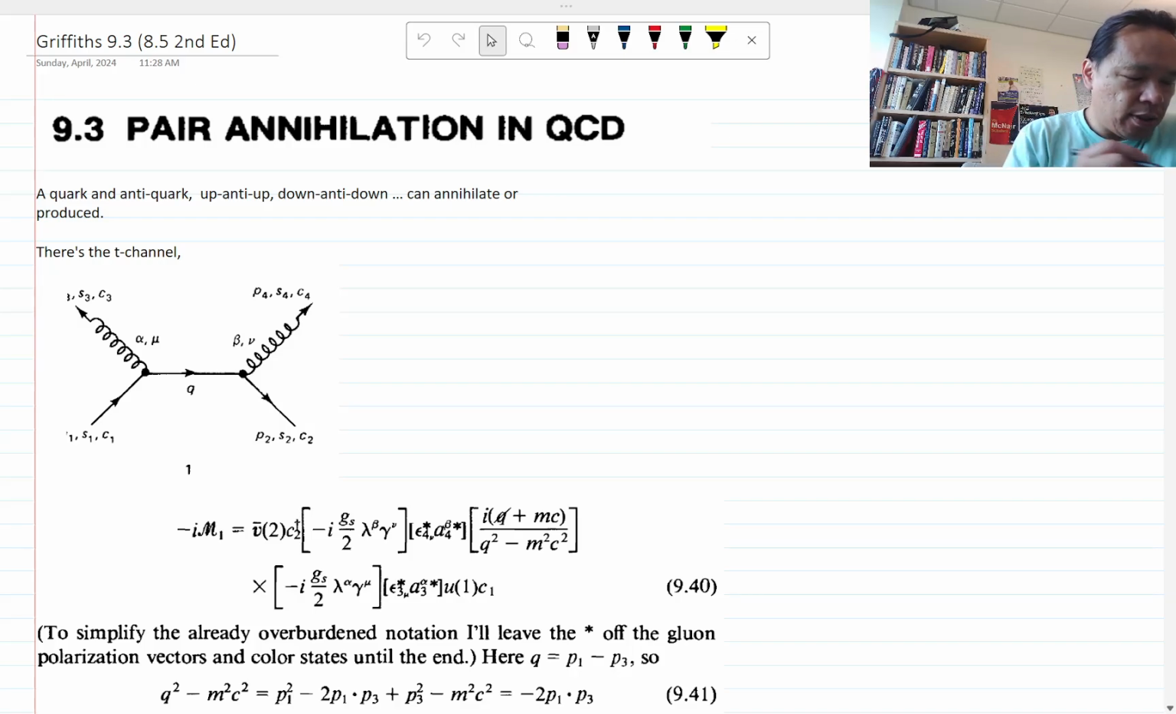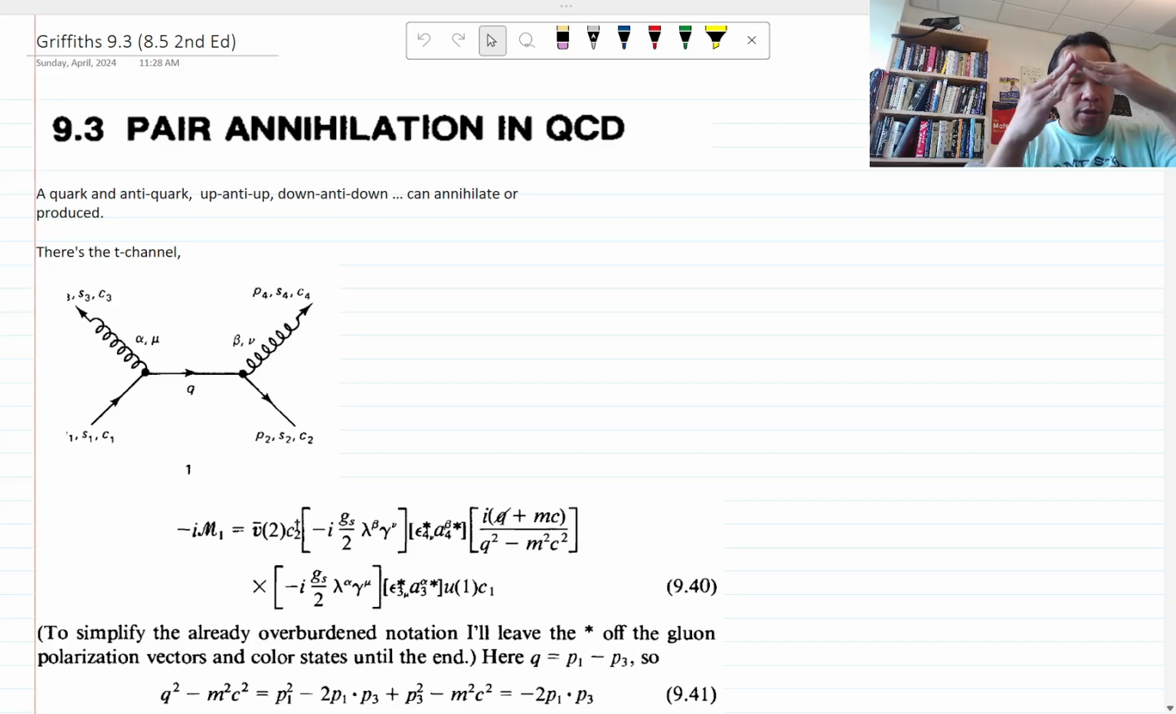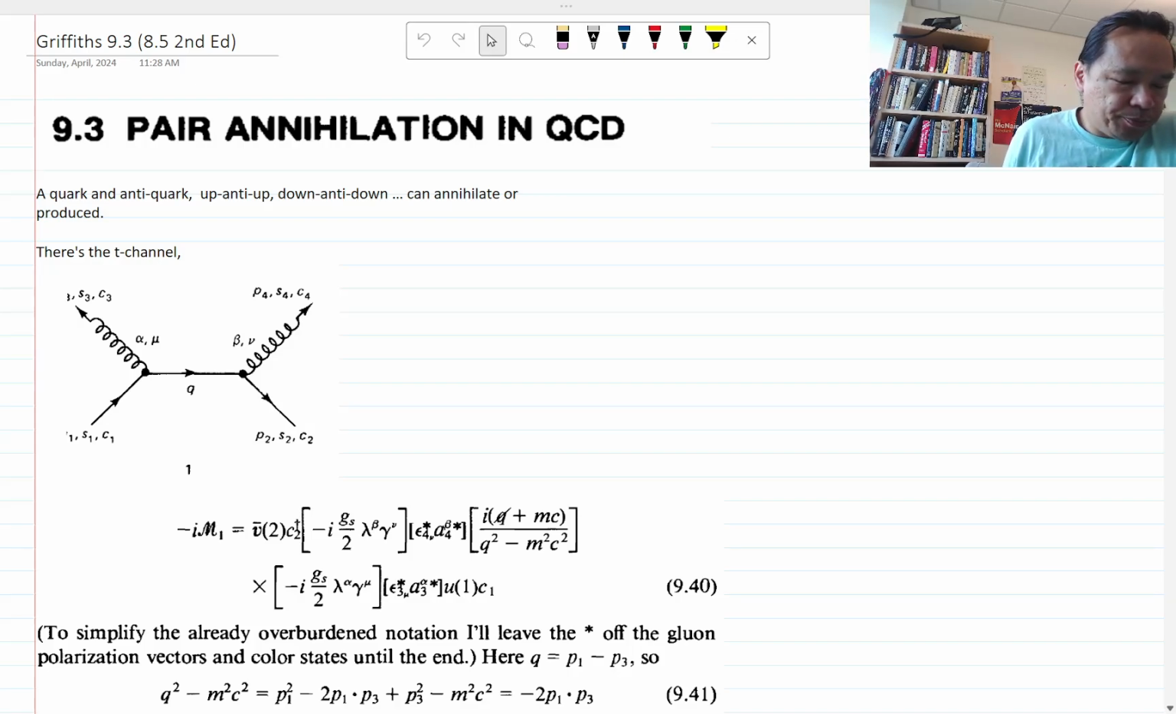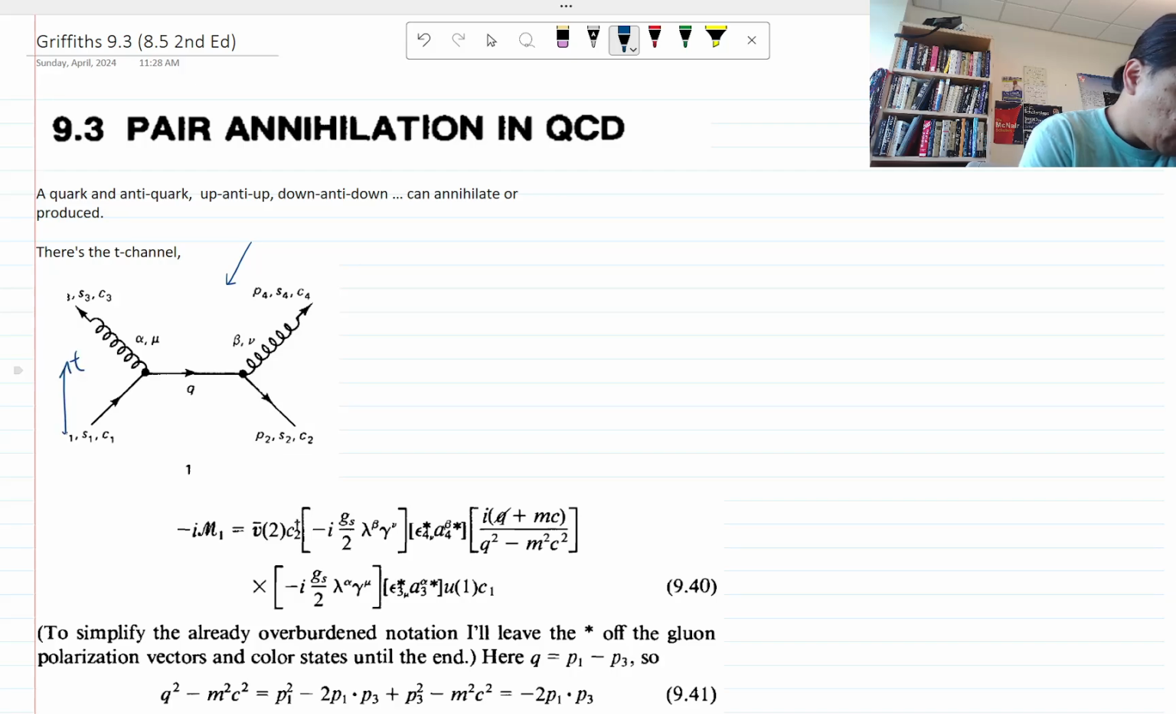Okay, so this section is going to be considering the pair annihilation in QCD, where you have a quark and anti-quark run into each other, they annihilate, and therefore creates gluons or other quarks, depending on what the decay products are. Okay, so we're going to deal with this particular Feynman diagram. Remember that the Feynman diagram for Griffiths is have time going up, right, instead of across.